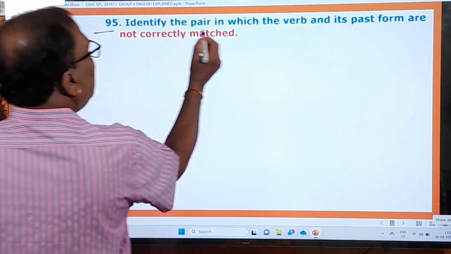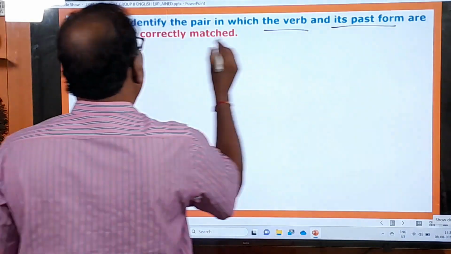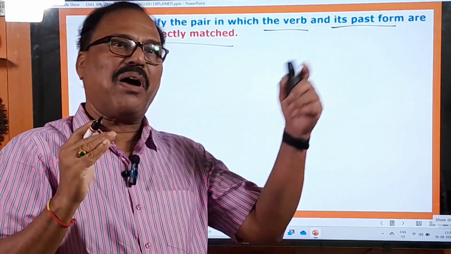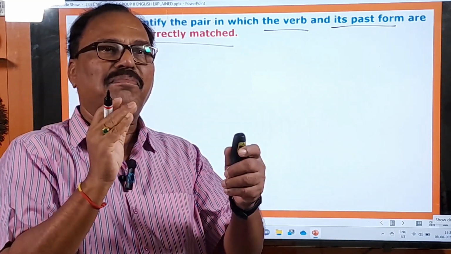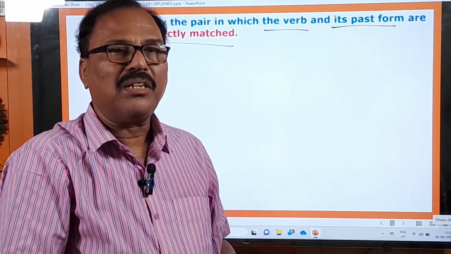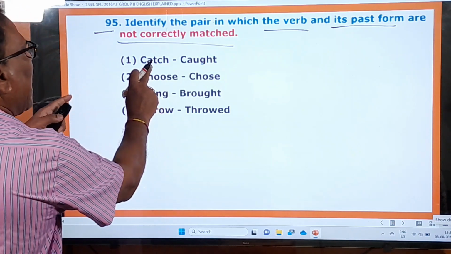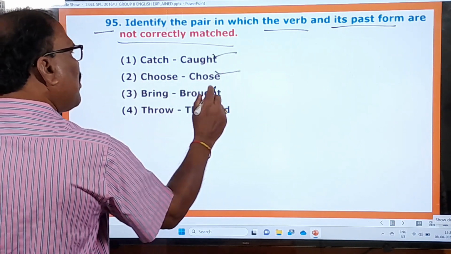95th one. Identify the pair in which the verb and its past form are not correctly matched. So a verb is given and its past form is also given, and one of the options is wrongly matched. You have to choose. Let us see the options. Catch, caught, right? Choose, chose, right? Bring, brought, right?